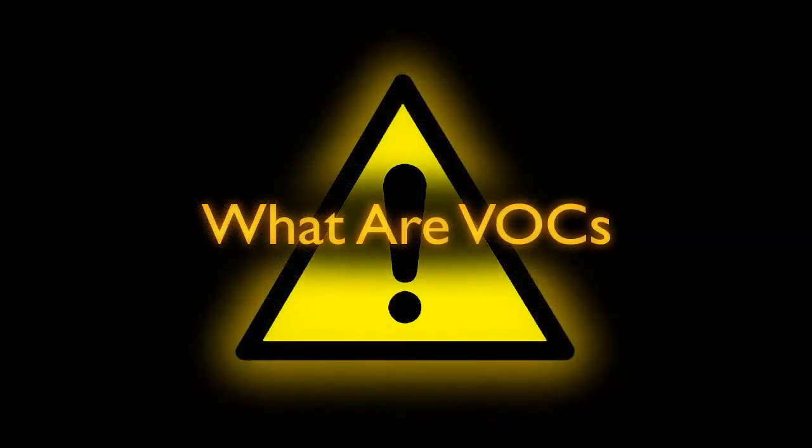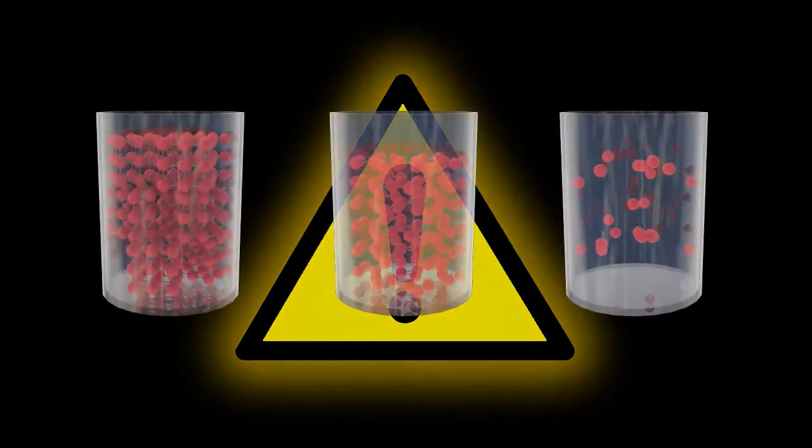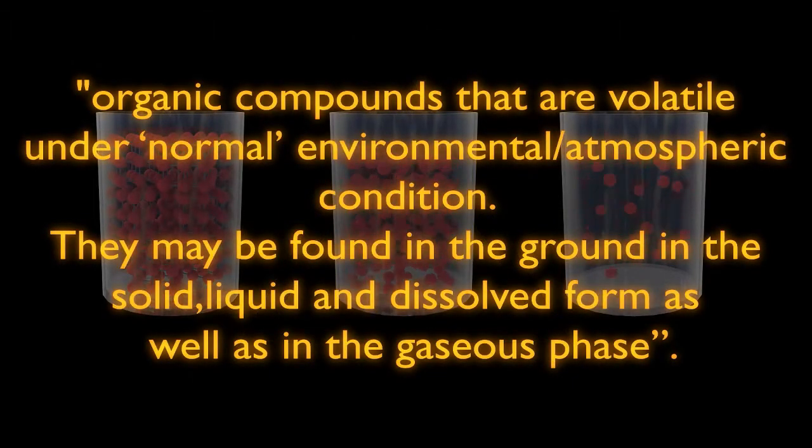What are VOCs? VOCs, or volatile organic compounds, are defined in the CIRIA 716 document as organic compounds that are volatile under normal environmental atmospheric conditions. They may be found in the ground, in the solid, liquid and dissolved form, as well as in gaseous phase.